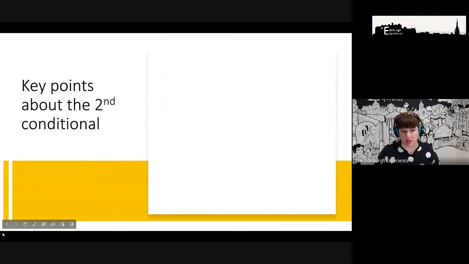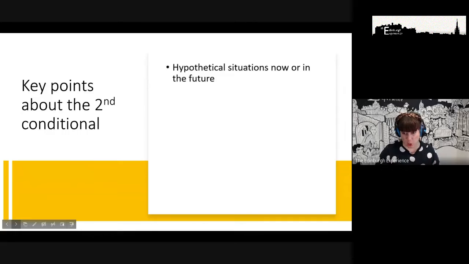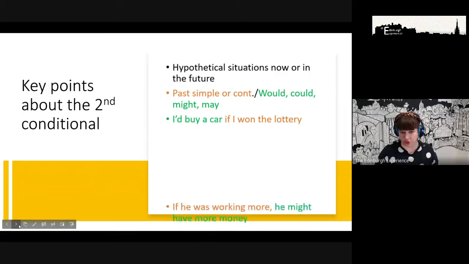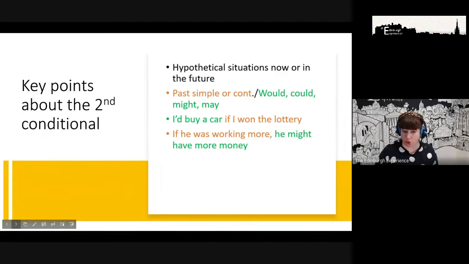Okay, key points about our second conditional. We're using this to express hypothetical situations now or in the future. Yeah. So we construct this with our past simple or continuous in the situation clause, and then a variety of different modal verbs with an infinitive in the consequence clause. So I could use would, could, might, or may. For example, I'd buy a car if I won the lottery. If he was working more, he might have more money.